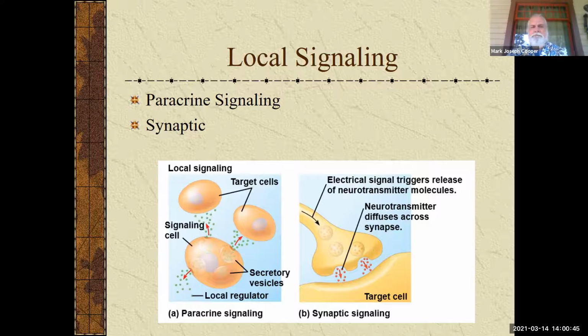The next one is synaptic. And that happens in our nervous system. We talked a little bit about synapses, I guess, not much, but here again, we have vesicles that fuse to the membrane and release the neurotransmitters that then go across to the target cell, which can be another neuron or something else. But anyway, what we're trying to get out of this one is that the signaling cell, the ligand, is not moving very far, just very, very close little gaps between.